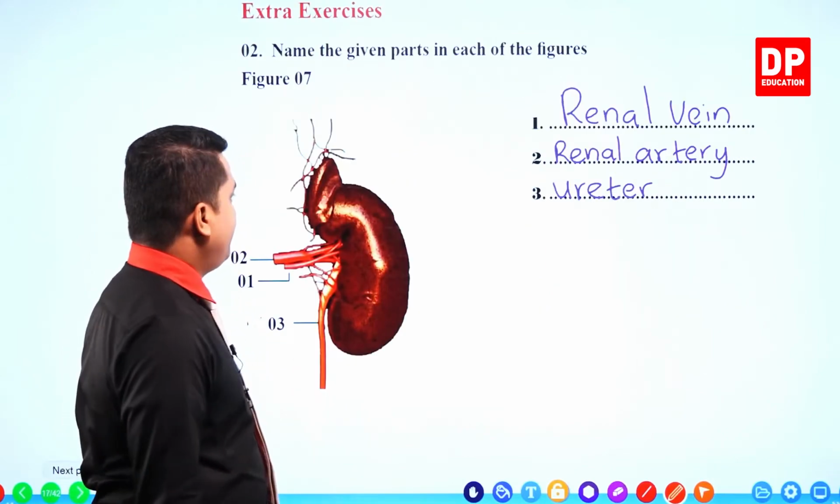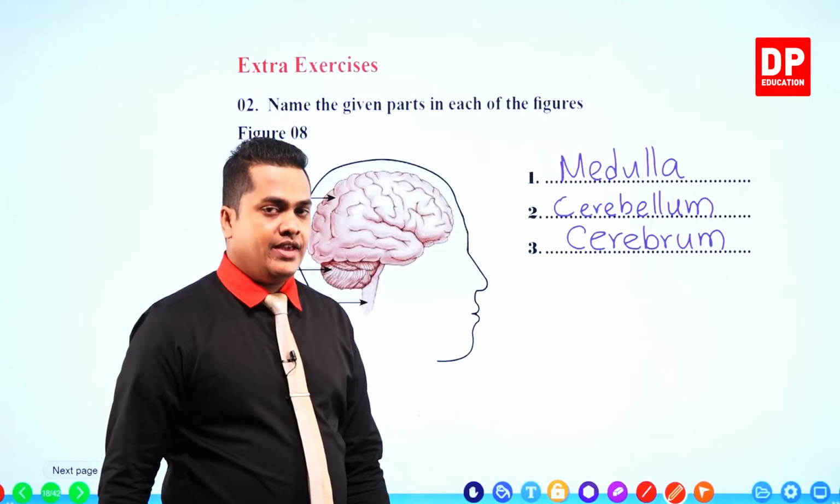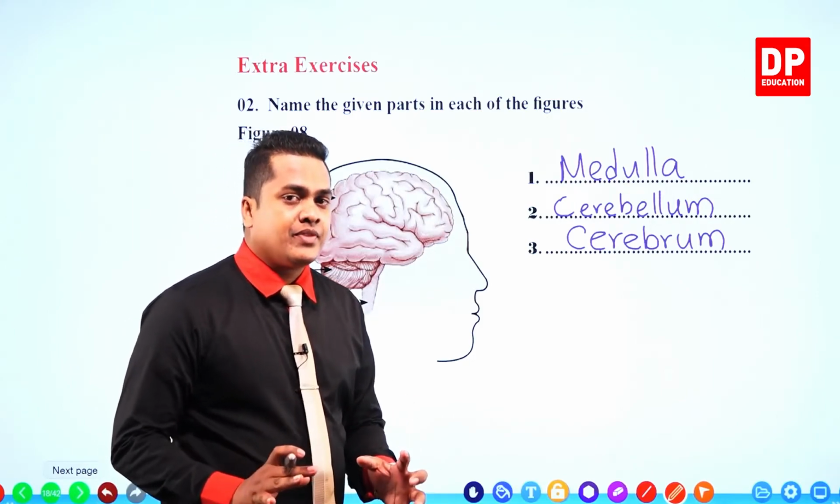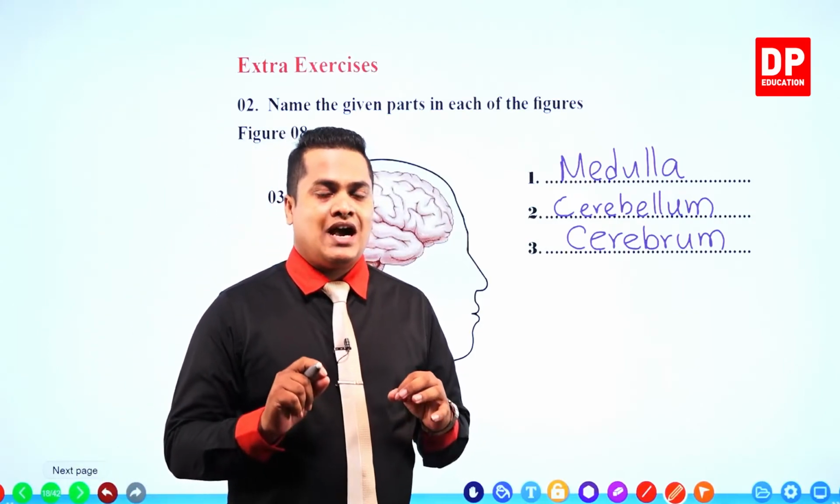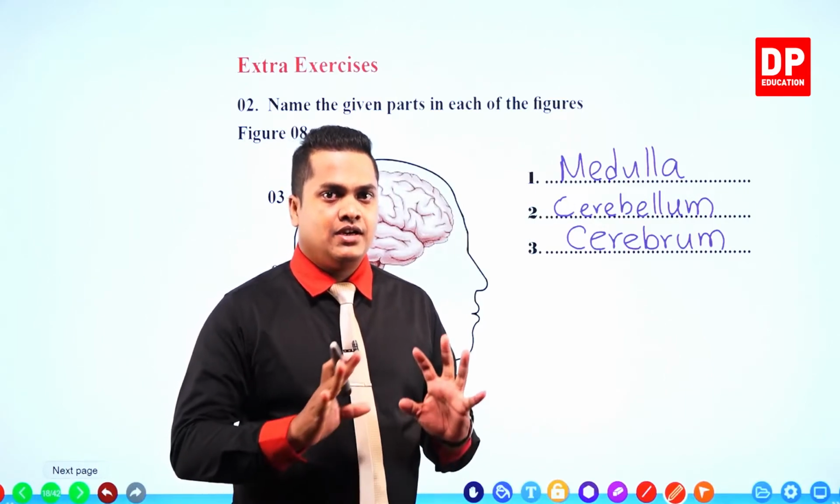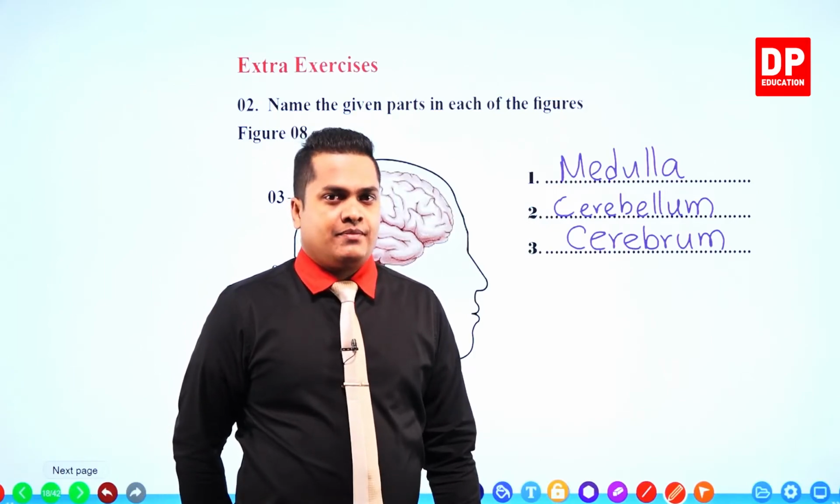Then figure 7 and figure 8 we already discussed the second time also. So my dear children, I hope that you gained good knowledge about identifying several parts related to a given figure under these organ systems. So let's move on with the next type of questions.